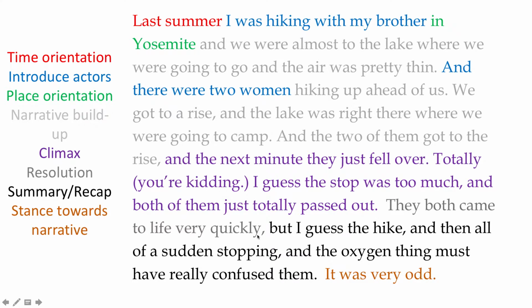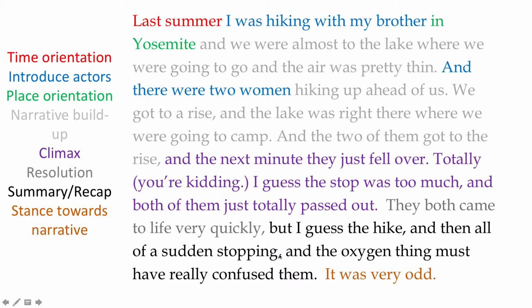And then this is sort of an optional thing, but often when people are telling a narrative, they sort of retell the story a second time for the key events. Basically, what is the recap or kind of the takeaway? I guess the hike, and then all of a sudden stopping, and the oxygen thing must have really confused them. This is basically the point of the entire story. This is why the narrative is being told.